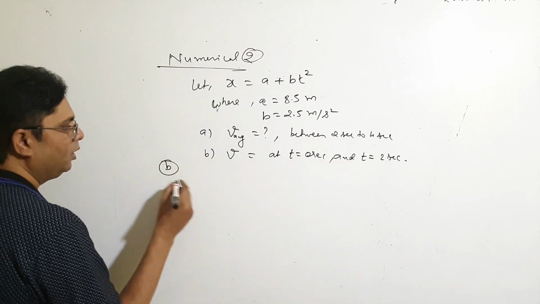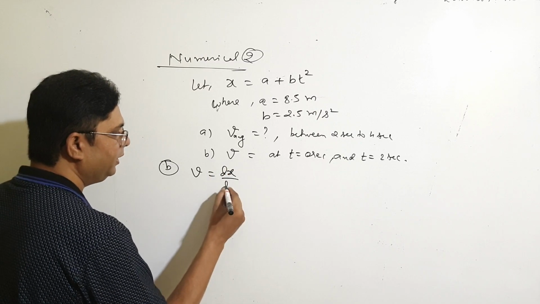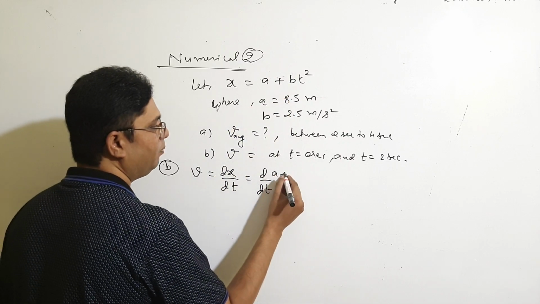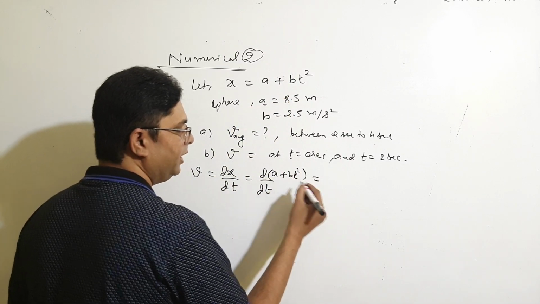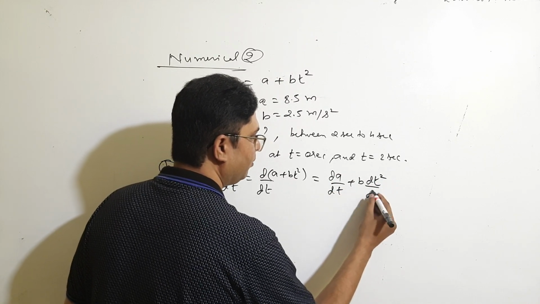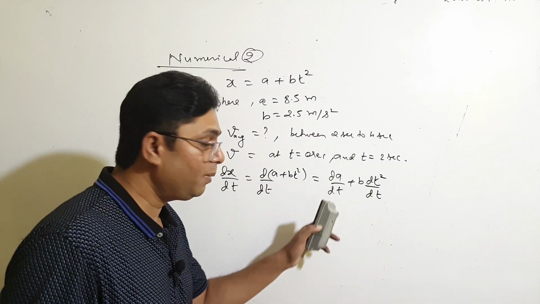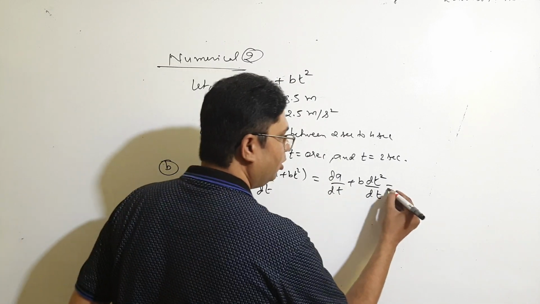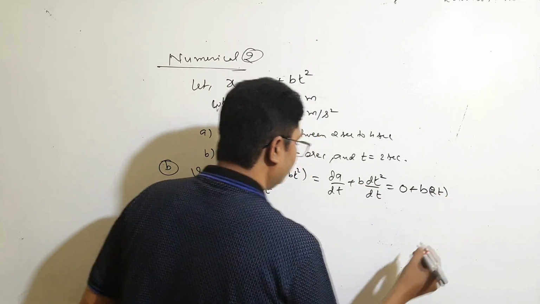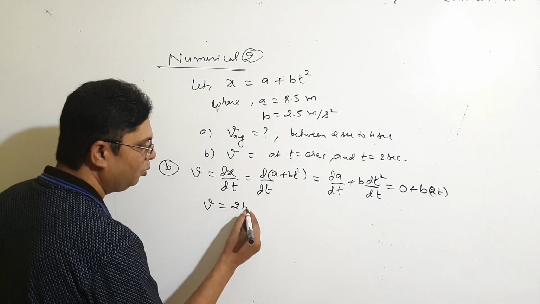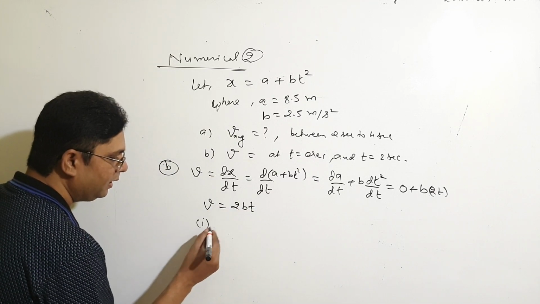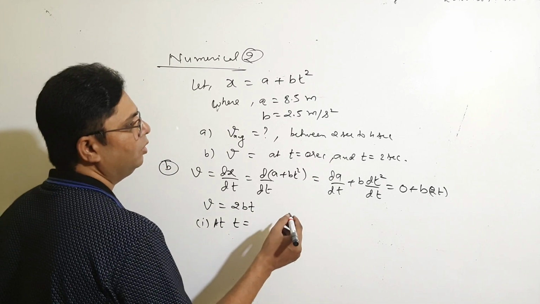For part b, you have v equals dx upon dt. So you have d upon dt of x. What is the value of x? a plus bt square. Now differentiate it. You have da upon dt plus b times d of t square upon dt. Now you know that da upon dt is 0, and d of t square by dt is 2t. So what answer do you get? You get v equals 2bt.